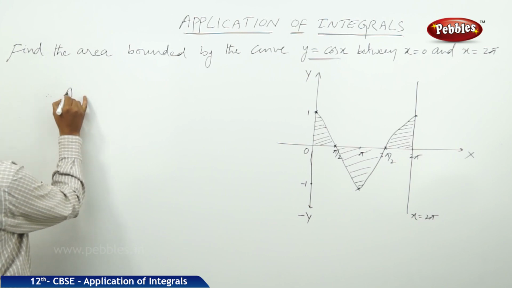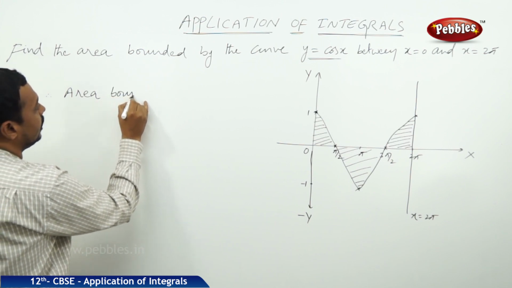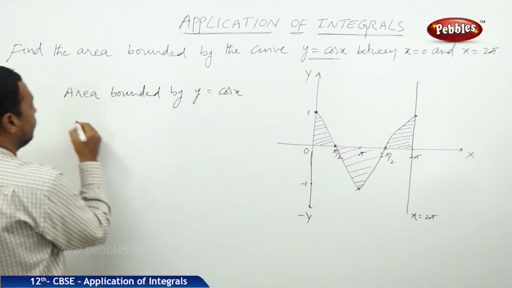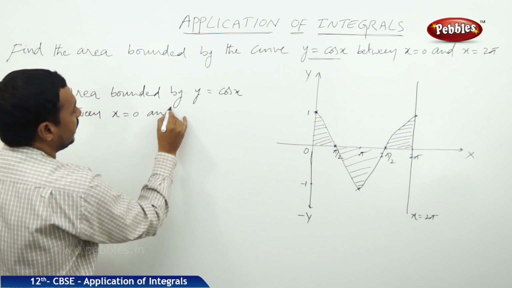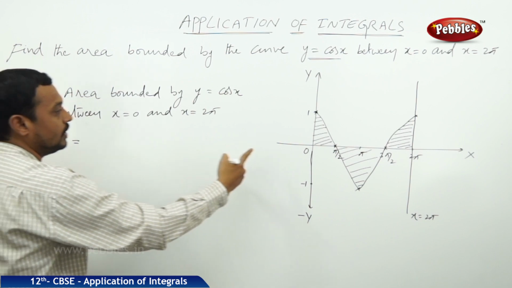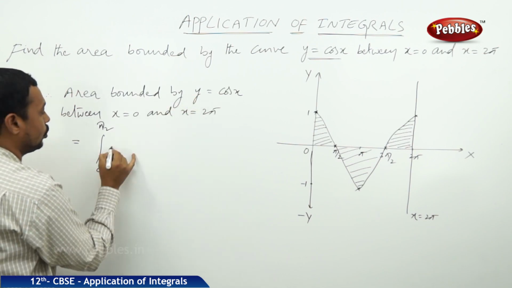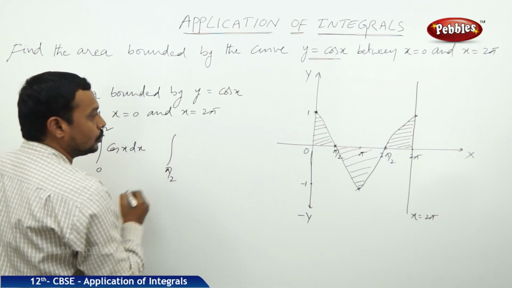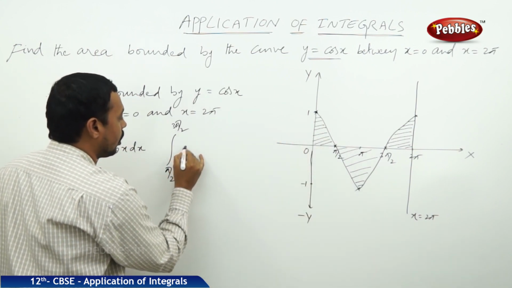Therefore, the area bounded by the curve y is equal to cos x between x is equal to 0 and x is equal to 2 pi is, and now it is the area between 0 to pi by 2, integral 0 to pi by 2 of y dx, where y is equal to cos x, dx, and from pi by 2 to 3 pi by 2, again the curve is y is equal to cos x, dx.